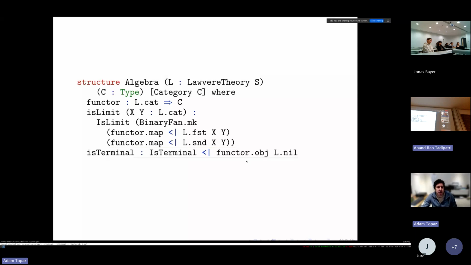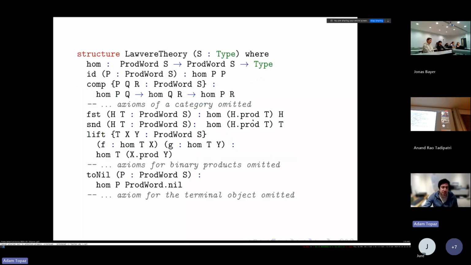So this is a structure with, let's see, 1, 2, 3, 4, 5, 6, 7 pieces of data. These axioms, I think there's 3 axioms here. This also has 3 axioms, and this has 1 axiom. So that's 7 axioms and 7 pieces of data. So that's 14 fields altogether that one would have to construct to even talk about a Lawvere theory.